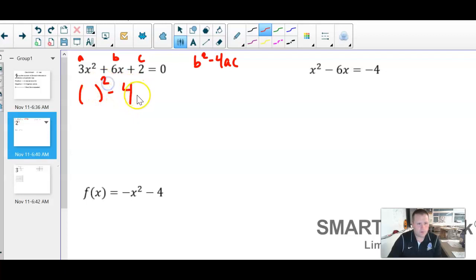Whoops, don't forget to square this. So it would look like this. Again, b is going here, so I'm going to put 6 here. a is going here, so I'm going to put 3 there. And then 2 is going here. And then you can either do mental math or just use your calculator, whichever one you feel comfortable with at that point in time.